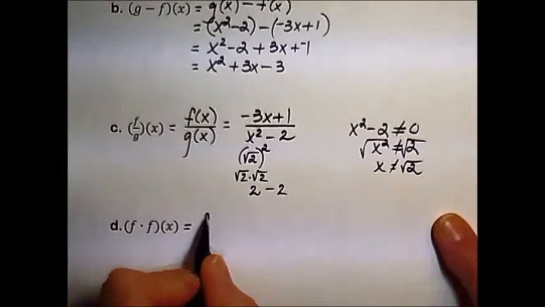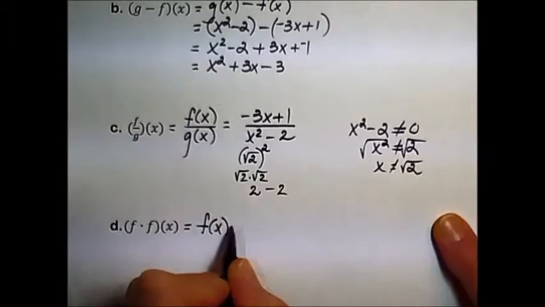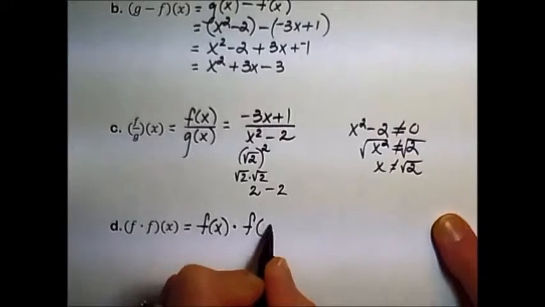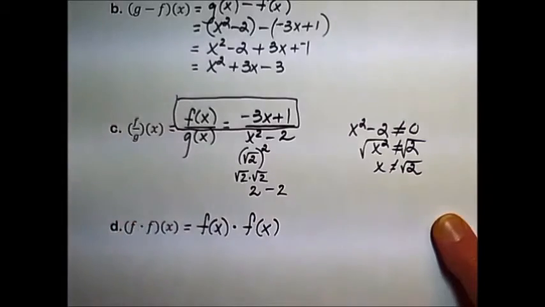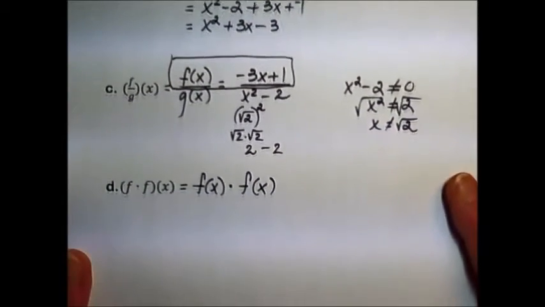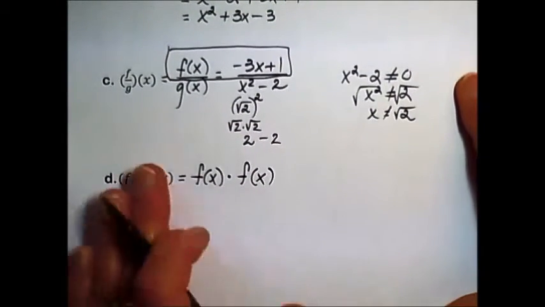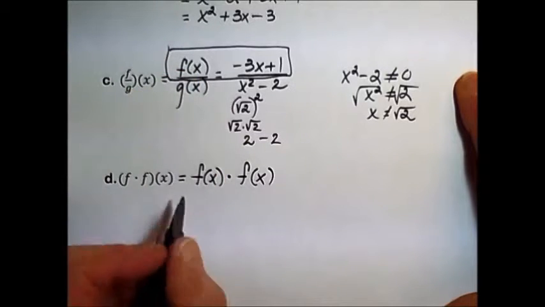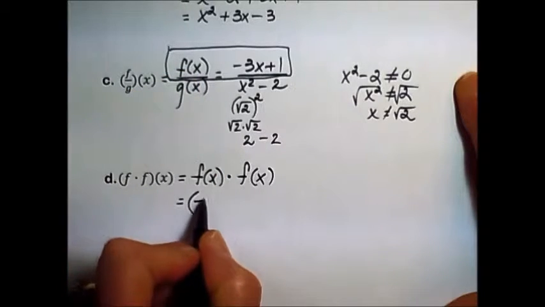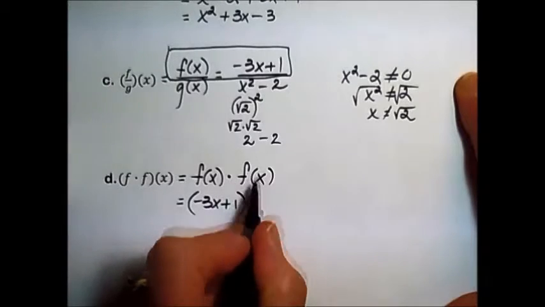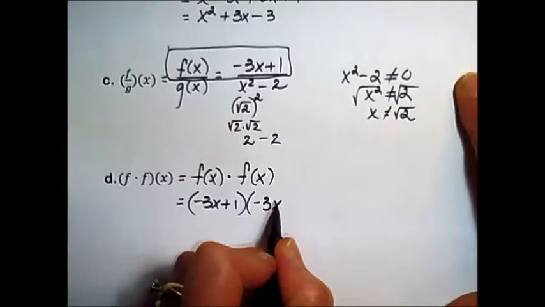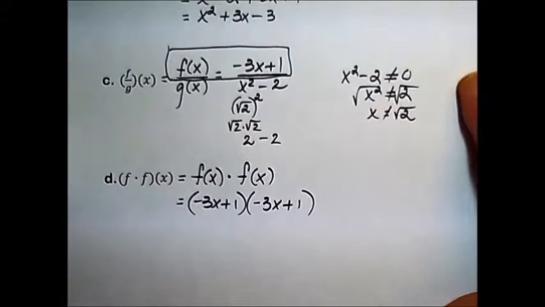So this translates into taking f of x times f of x. And up here you still can see this is what f of x was defined as in this problem. So in place of the function notation, we'll put the rule, negative 3x plus 1 times f of x. So we'll put it again. And there is what the product would look like.